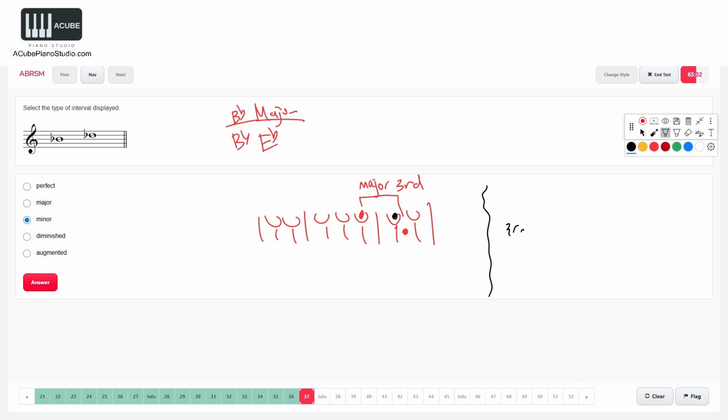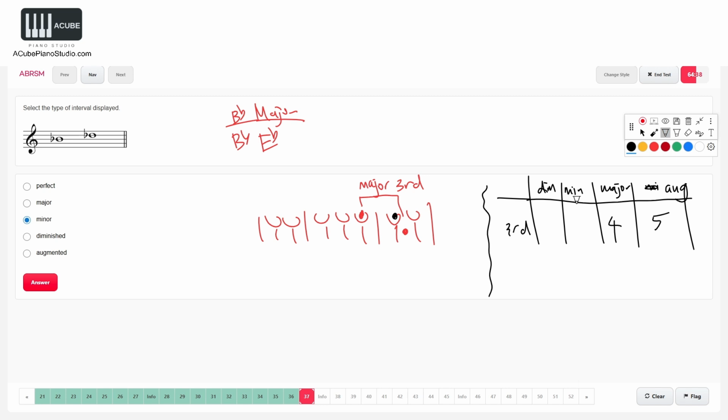So if you have a third, you have major, minor, diminished, and then augmented. All these are going to be in semitones. So major third is 4 semitones apart, augmented is 5 semitones apart, minor is 3 semitones apart, and diminished is 2 semitones apart. So let's count.